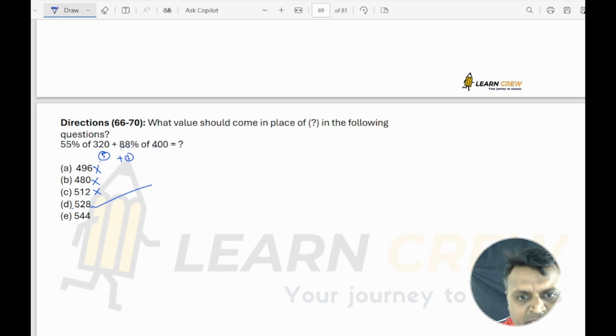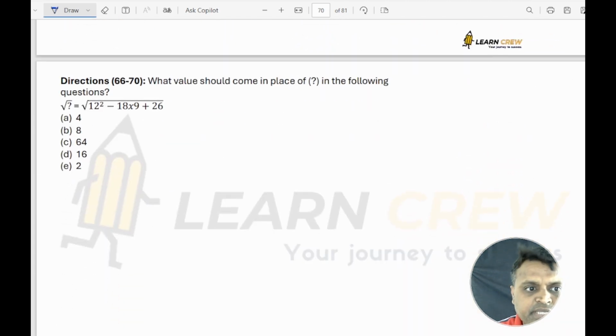Without doing the regular method, I am explaining with the help of digital sum. If you want to do it with the procedure, 55% of 320 is 160 plus 16, which is 176. Then 88% of 400 is 400% of 88. 400% means 4 times. 4 times 88 is 352. The sum of these two will give you 528. So the answer is 528. Next one.